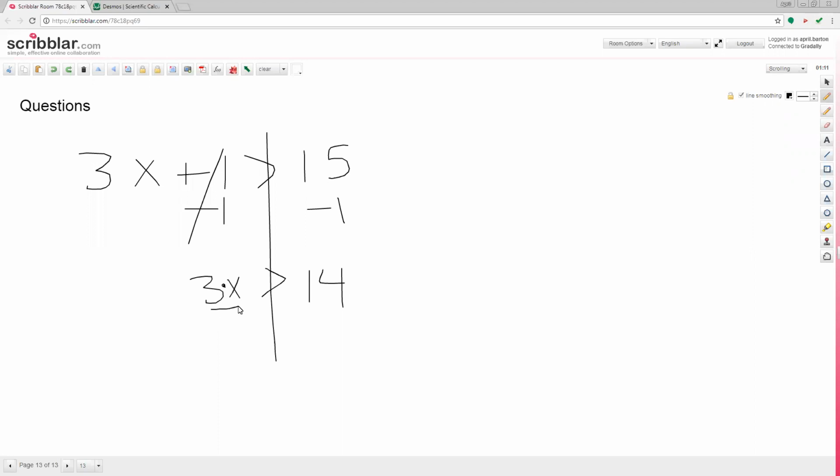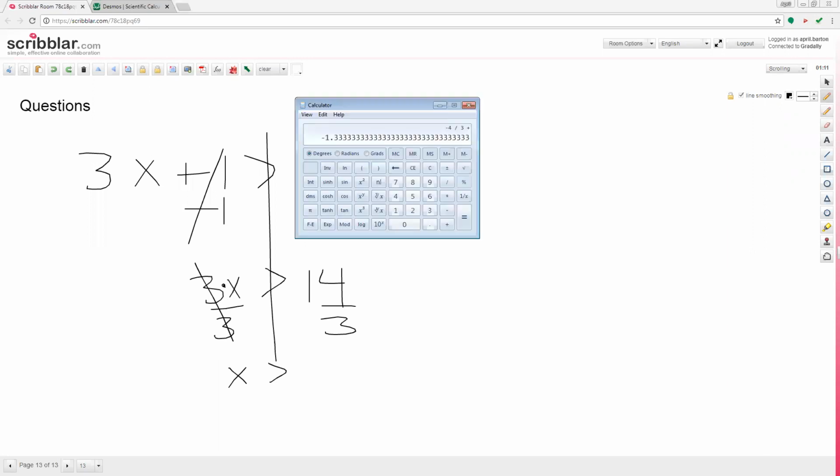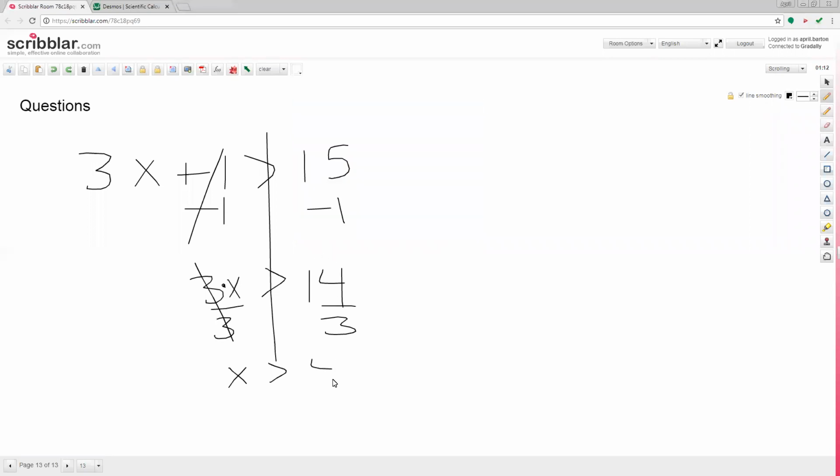We divide by the 3. It becomes x equals 14 divided by 3. 4.6. I'm going to clear my calculator. Sometimes if you don't clear your calculator, it keeps some of the old stuff, so I got a different answer at first. And if we're rounding to the nearest tenth, what would this actually round to be?